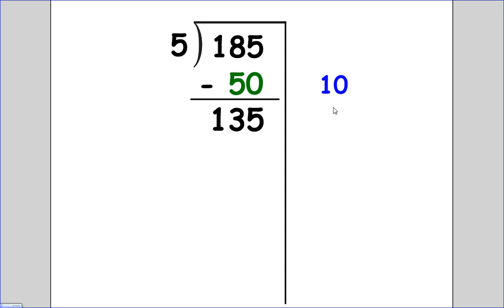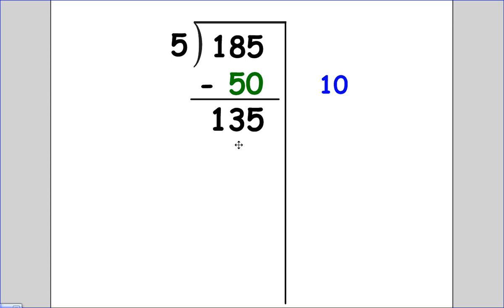The next step will be to multiply the number of groups I've created, 10, by the number of items in each group, 5. 10 times 5 is equal to 50. This is my friendly number. I will record 50 right below the dividend, and I will subtract. 185 minus 50 is equal to 135.